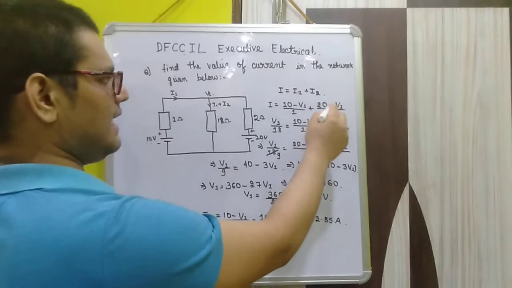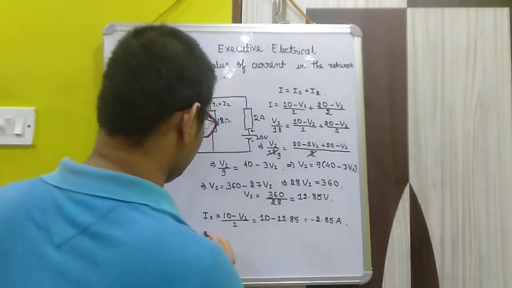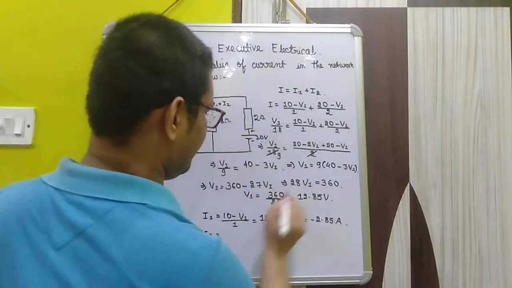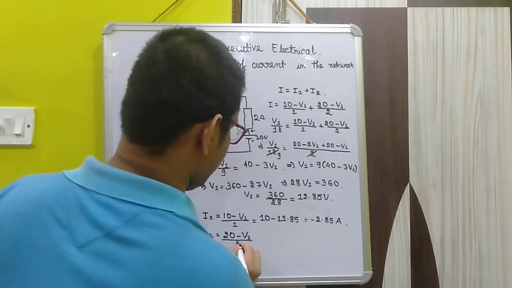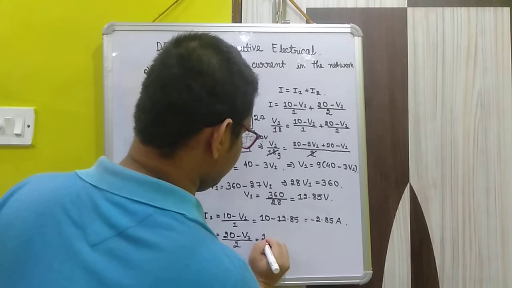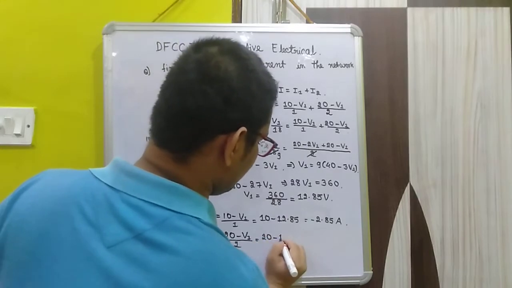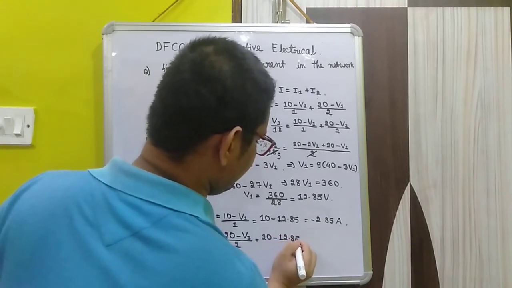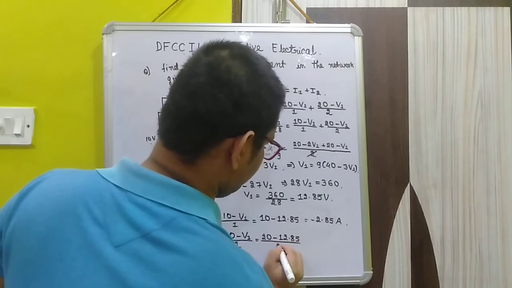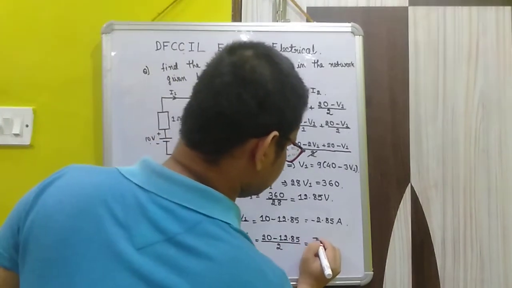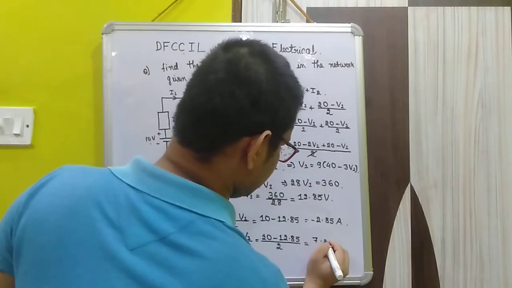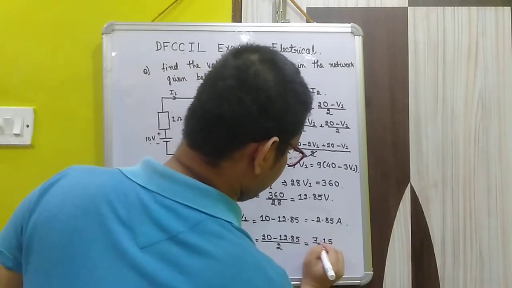Now similarly we calculate the value of I2. I2 will be 20 minus V1 divided by 2, and we put the value of V1 over here, that is 20 minus 12.85 divided by 2. If we subtract 20 minus 12.85, it is 7.15 divided by 2.